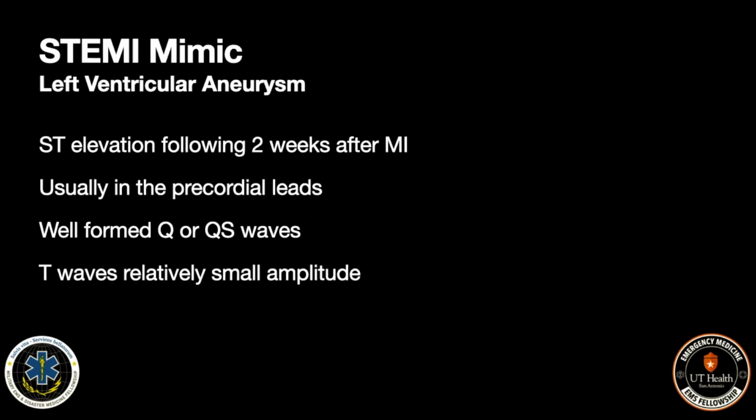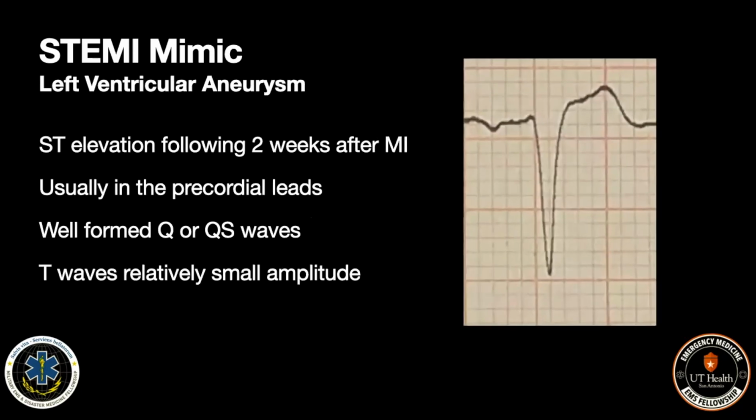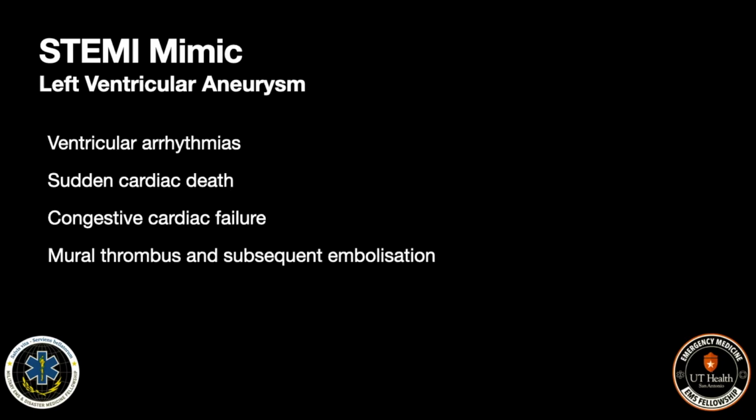What left ventricular aneurysms are is basically you have some scarring of the myocardium, and that leads to persistent ST elevation. So you have ST elevation 2 weeks after MI. It's usually in the precordial leads. There's usually a well-formed QRS, as we see here in this lead. And the T waves are relatively small in amplitude compared to the QRS complex. It's important to remember that these patients are at increased risk of ventricular arrhythmias, sudden cardiac death, congestive heart failure, and developing thrombosis and embolization. So they're at increased risk of stroke.